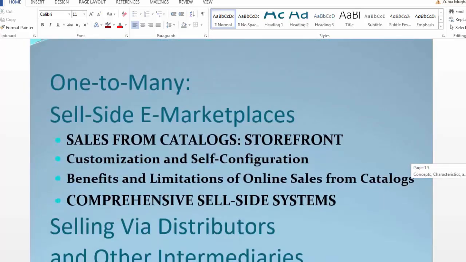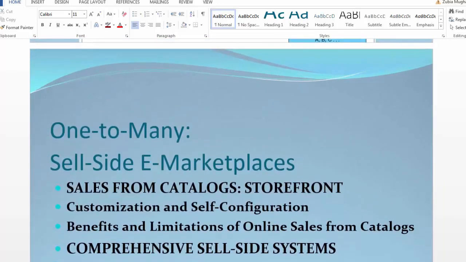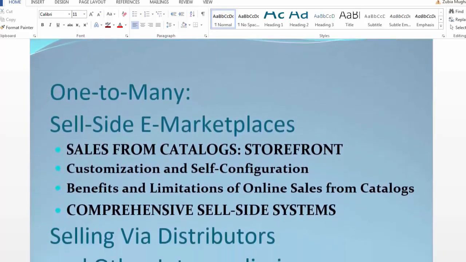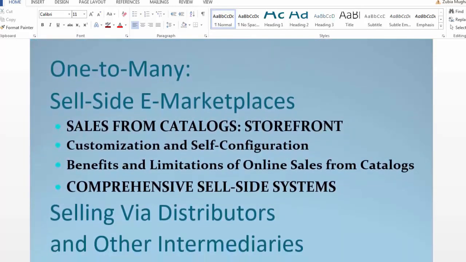One to many sell side e-marketplaces have sales from catalogs or storefront. These are the various ways in which they present or market themselves. Customization and self-configuration. Benefits and limitations of online sales from catalogs. Comprehensive sell side systems. So the one-to-many relationship has many advantages and disadvantages. The main advantage you have here is the capability of attracting a lot of customers, a lot of businesses into one place. So you have a lot of businesses who will be able to see you, and you will be more visible, and you will be able to attract a greater market share than if you were not present in that catalog.